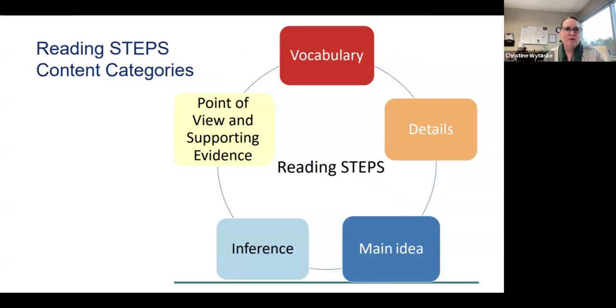When we're looking at the reading steps, again, it's a nice visual reminder of the content categories that we're looking at. So of course, we've got vocabulary. We're looking at main idea and inferencing, point of view, details, etc.